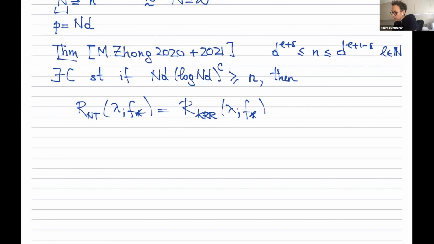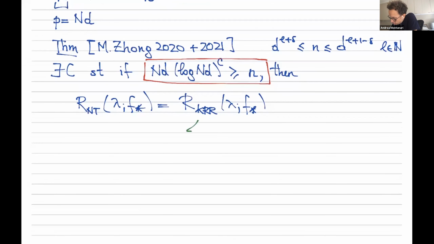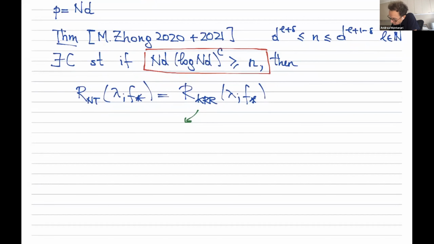Okay, so this is the statement. If the sample size is again away from d to an integer, now nd much bigger than n. So this is really the key condition. Then you get the risk of kernel ridge regression, where this is kernel ridge regression with respect to the kernel that is the NT kernel.